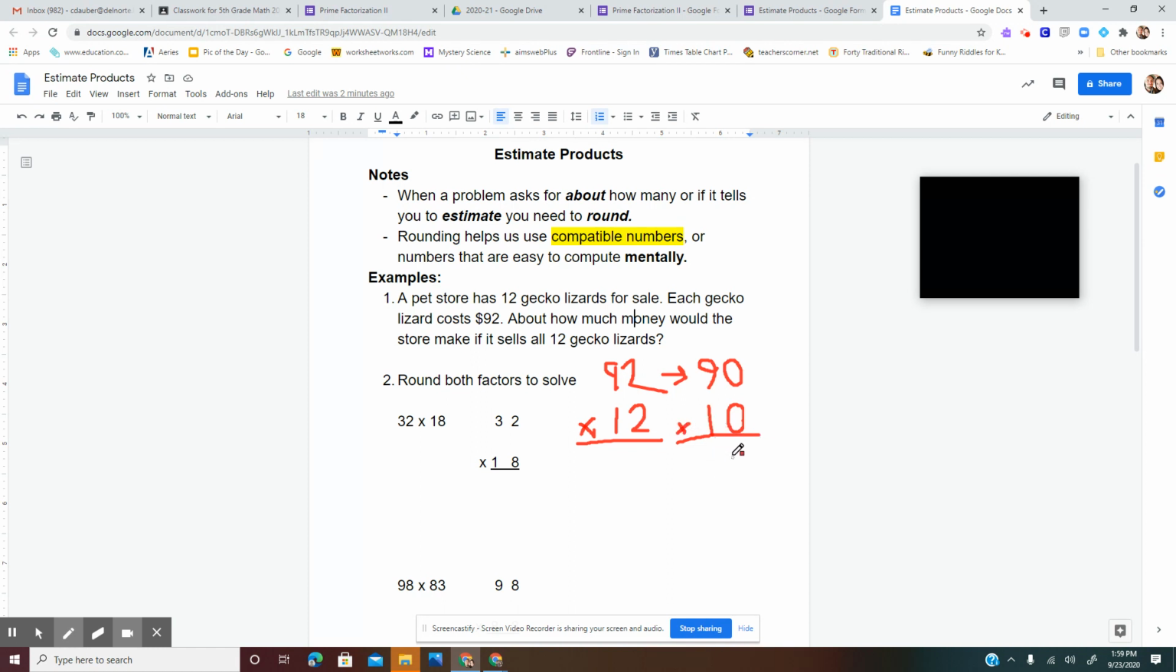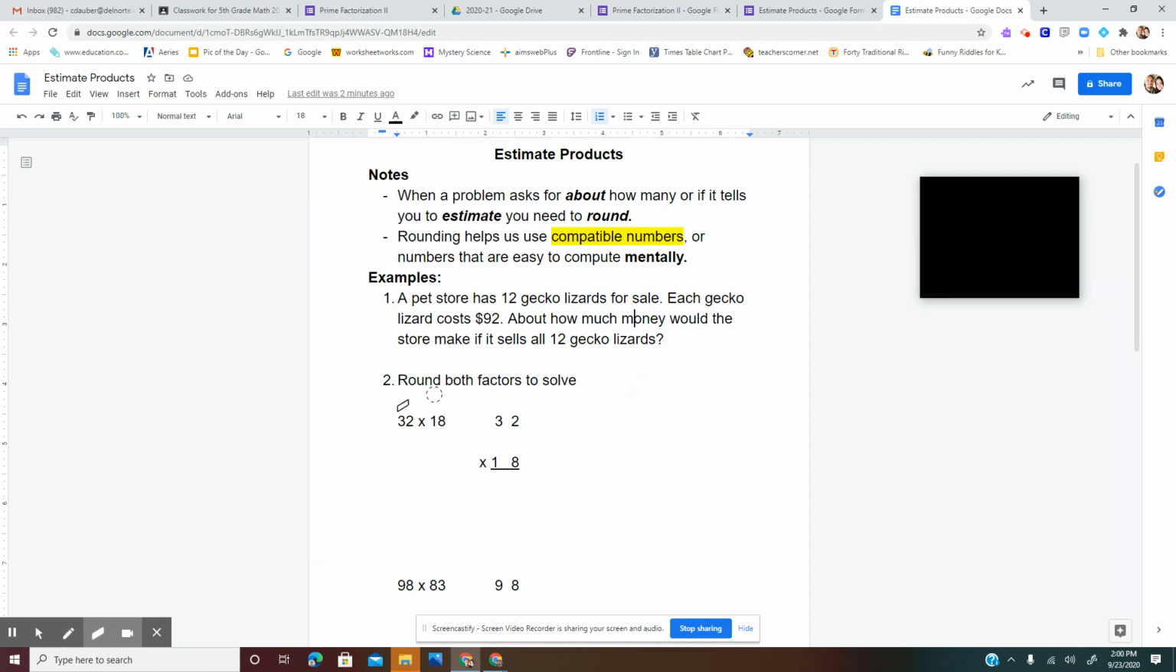And this is really easy because we already learned that when we're multiplying by multiples of 10, we can just multiply the non-zero parts of the number. So 9 times 1 is 9. And then we just add the two zeros from the factors into the product. So the answer would be 900. Now that's not exactly what the pet store would make, but it's about what the pet store would make. So it's an estimate. Okay, that's the first example.